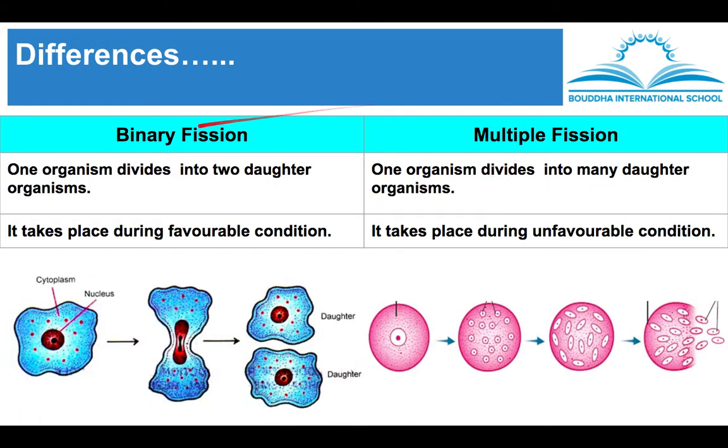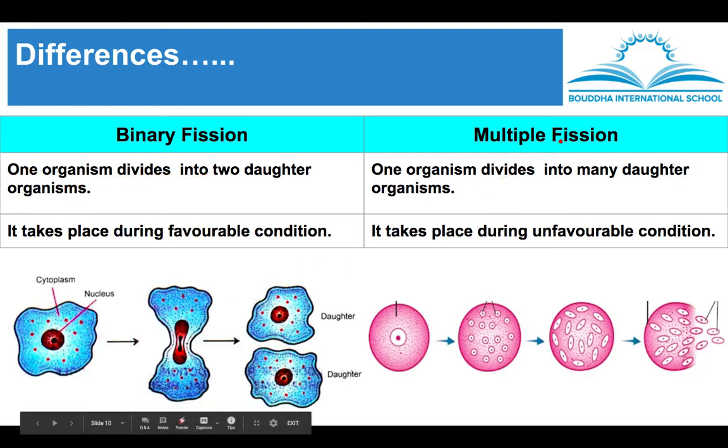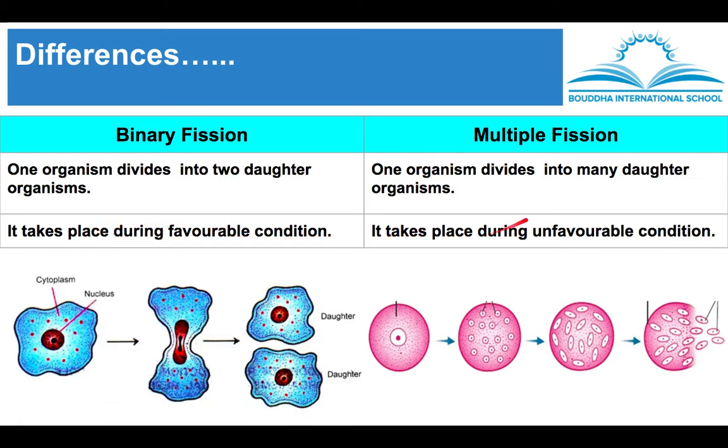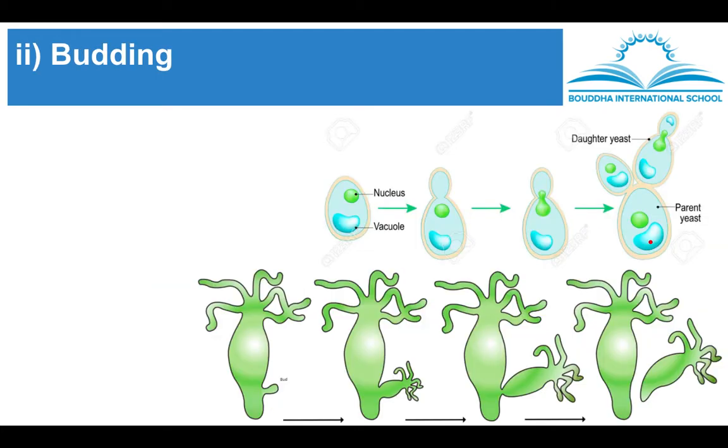Now the differences: in binary fission, one organism divides into two daughter organisms, you can see here, and in multiple fission, one organism divides into many daughter organisms. Binary fission takes place during favorable conditions, whereas multiple fission takes place during unfavorable conditions. Now let's go to another type of asexual reproduction, that is budding.